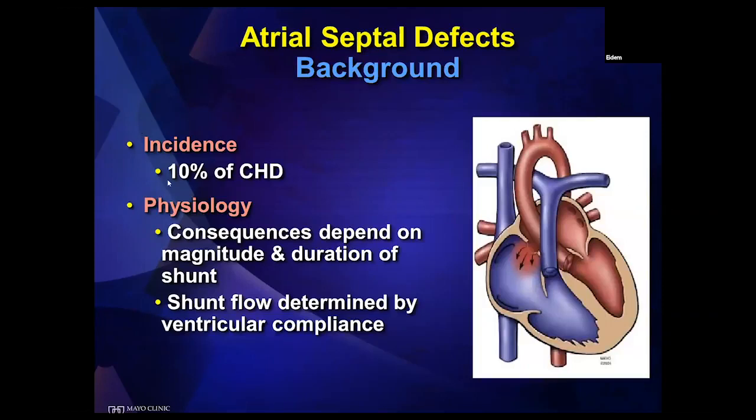So as we look at atrial septal defects in total, they occur in about 10% of patients with congenital heart disease. The physiology and the consequences of the ASD really depend on the magnitude of the shunt and the duration in months and years that the patient has had the shunt. And really the flow across the ASD is not primarily dictated by the size of the ASD, but by the ventricular compliance of the right ventricle.